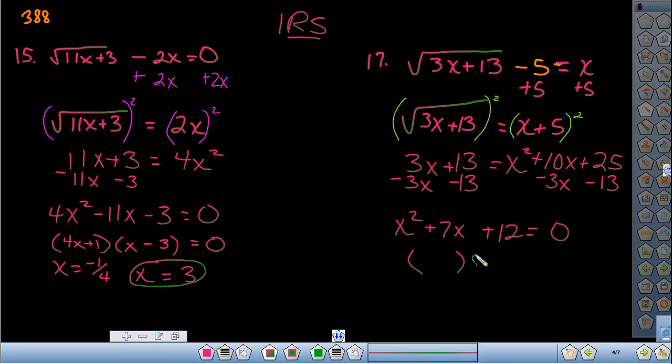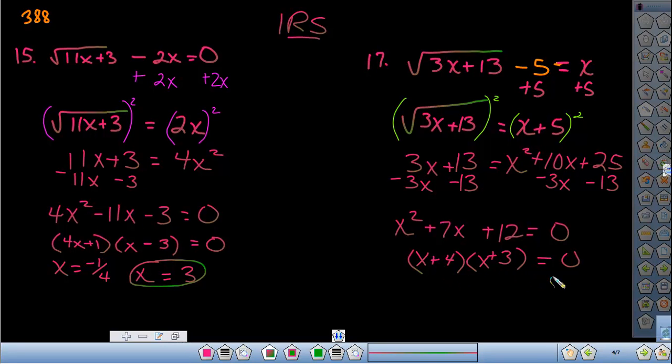And now this one is an easier factoring question by far. We're going to put x and x in the first position to get that x squared. And then we want factors of 12 that add up to 7. And this is pretty easy. It's going to be plus 4, plus 3. And it doesn't matter the order in which you put these.